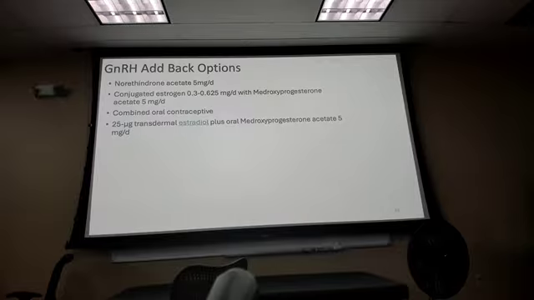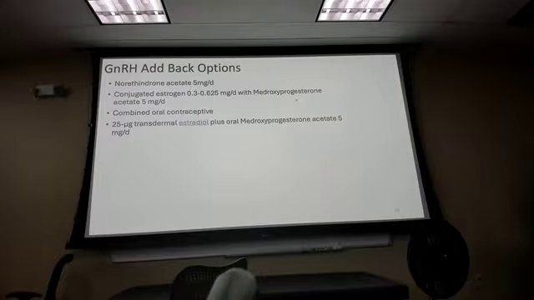So add-back therapy, again, we can do something like a norethindrone. We can do a conjugated estrogen with a progesterone. We could just do a low dose combined oral contraceptive, right? That works just fine. We could do transdermal, okay?